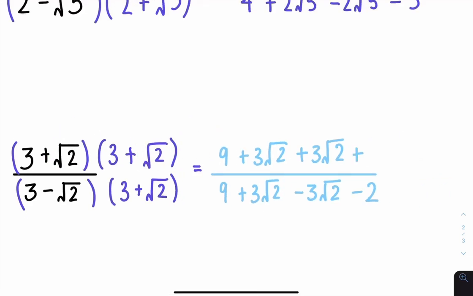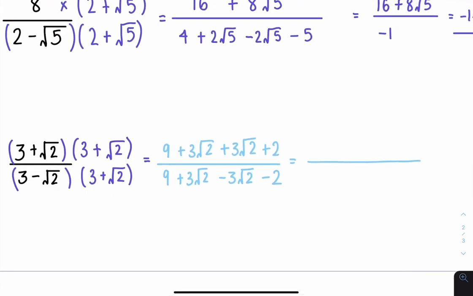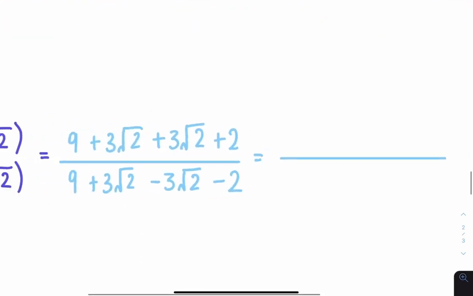Now let's simplify the top and bottom. Let's go with the bottom first. So 9 minus 2 gives you 7. And the plus 3 root 2 and the minus 3 root 2 cancel out. Now for the top, 9 plus 2 gives you 11. And then plus 3 root 2 plus 3 root 2 gives you plus 6 root 2. And this, again, is your final answer.